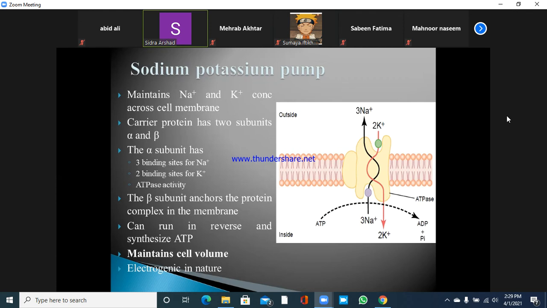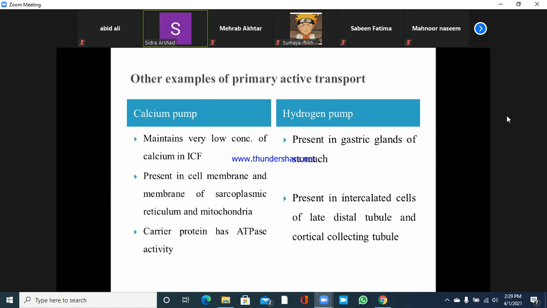Now we will also see the other type, which is the secondary active transport. So we will see what happens in that case. Apart from this sodium potassium pump, there are other examples of primary active transport. The first one is the calcium pump, and the other one is the hydrogen pump. The calcium pump is not only present in the cell membrane, but it is also present in the membranes of mitochondria and sarcoplasmic reticulum. Sarcoplasmic reticulum is basically the endoplasmic reticulum which is present in the muscle cells.